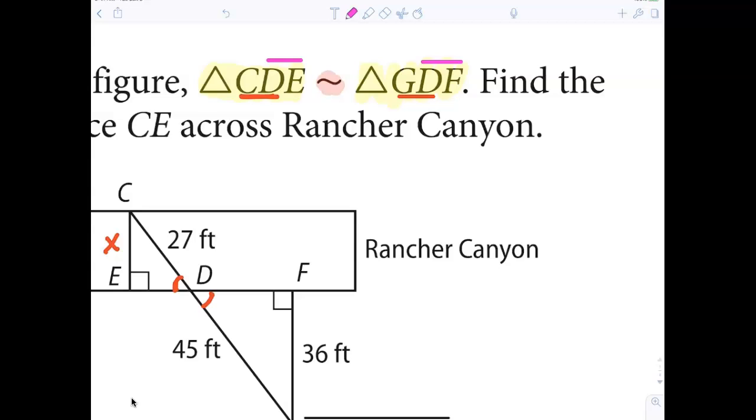What angle, Eric, is congruent to angle C? Angle what? Look right here, buddy. Yes, G, that is correct. Angle G. Eric, what's congruent to angle E? Yes. Is everybody following me? Right? That's what this similarity statement tells you. It tells you what angle corresponds to what angle and what side corresponds to what side.